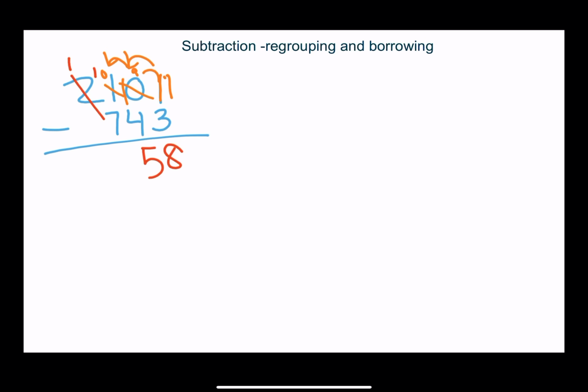So now this 2 turns to a 1. My 0 has now turned to a 10. And now I can do 10 minus 7 is 3. 1 minus nothing, because there's nothing there, is 1. Put my comma in, 3 from the right. 1, 2, 3, moving left. So my answer is 1,358.